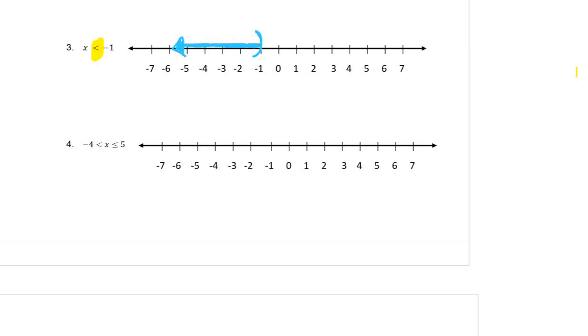Okay, problem 4. Here you can see that my variable x is sandwiched in between -4 and +5. So I have a lower bound of -4 and an upward bound of +5. So I'm looking at this section of the graph. I just need to figure out what those endpoints look like. So at -4, I cannot actually equal -4, so I'm going to have a parenthesis there. And 5 I can equal, so I'm going to have a bracket there.